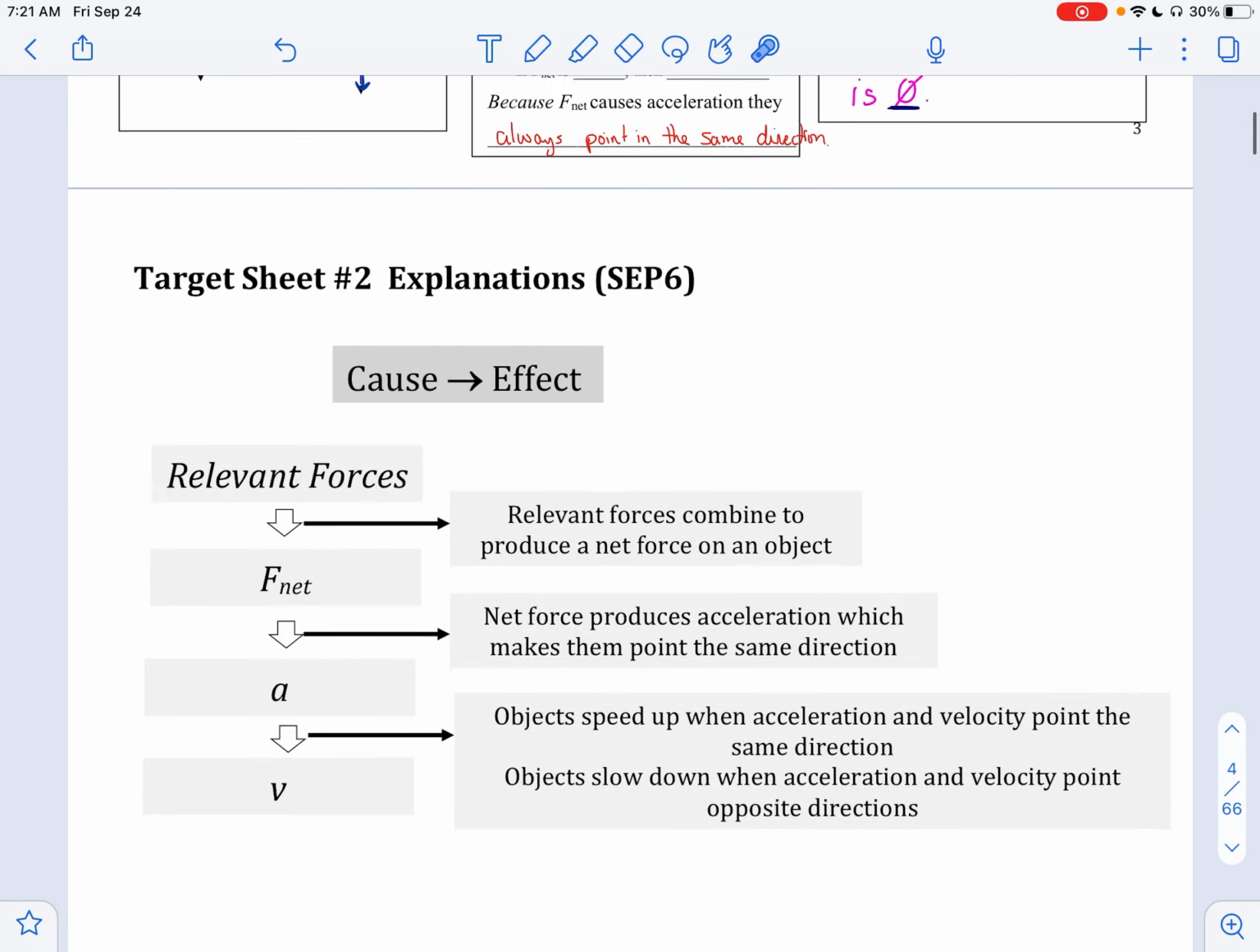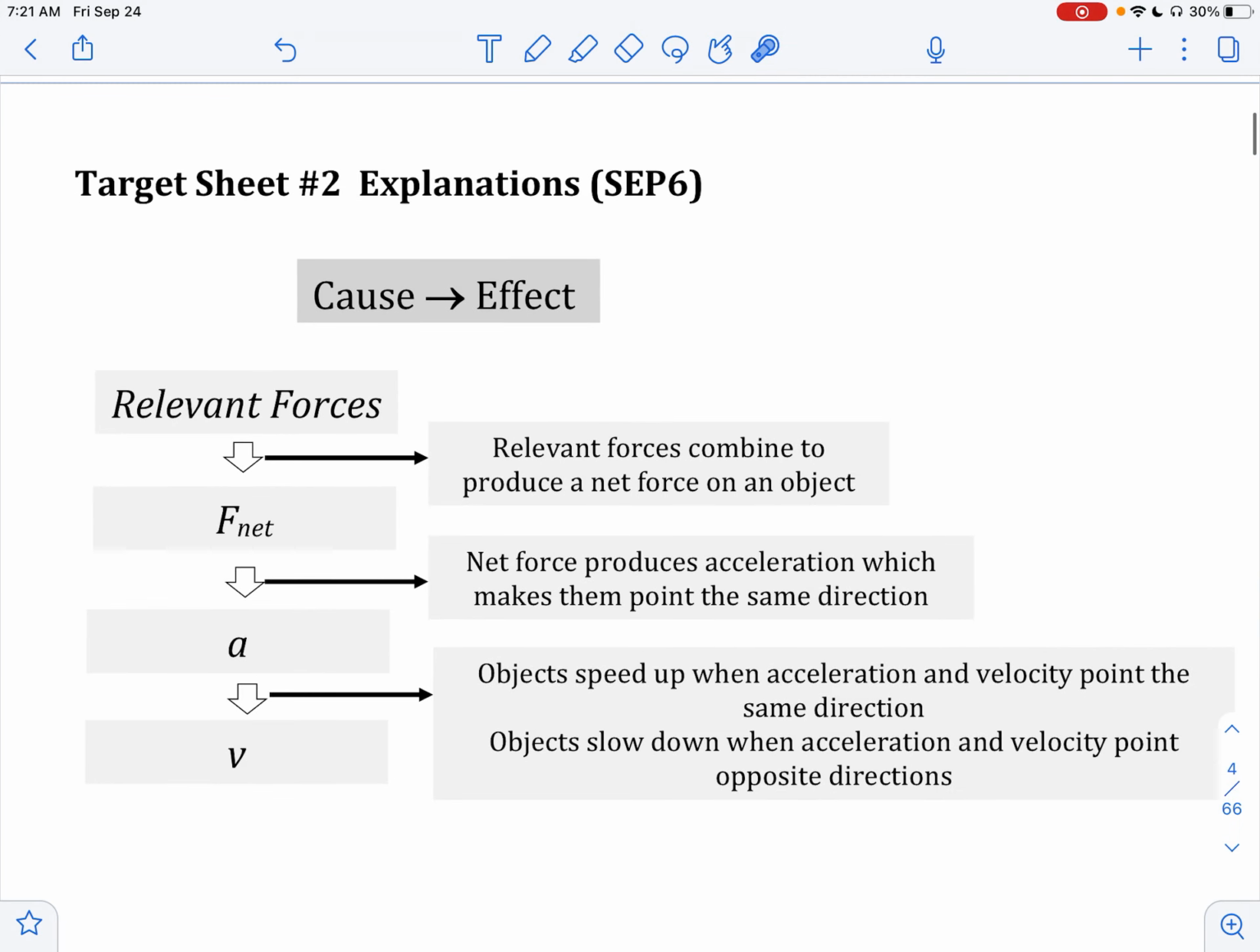To help you, on the next page here, we have target sheet number 2, and it gives the thinking through this. So this is cause and effect. If we're starting with the relevant forces, that's the cause. The relevant forces combine to produce a net force or 0 net force on the object. Then based on the net force, there is going to be an acceleration. So this is what you talk about. First you talk about relevant forces, then you talk about what this means about the net force. What does this mean about the acceleration then? And then you can say what this says about the velocity. Either we're speeding up or we're slowing down.